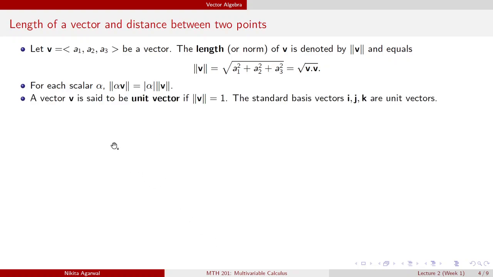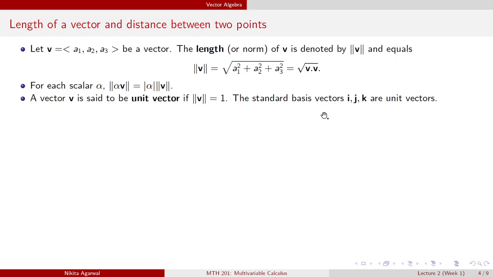A vector V is said to be a unit vector if its length is 1. Okay. So this is an important concept. Unit vectors are quite crucial. You will see them at several stages in this course. So a vector is said to be a unit vector if its length is 1.